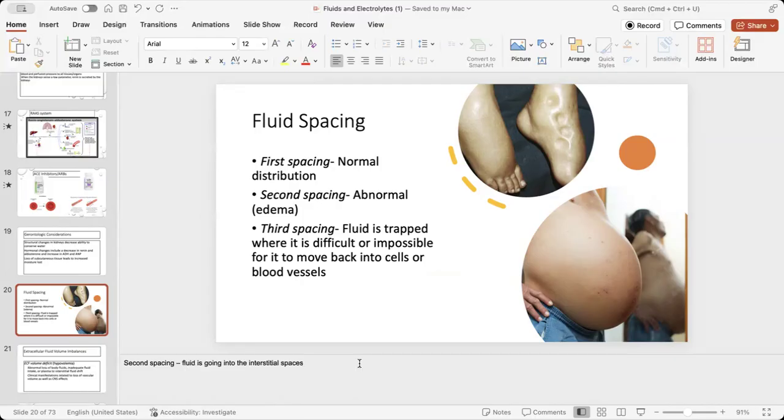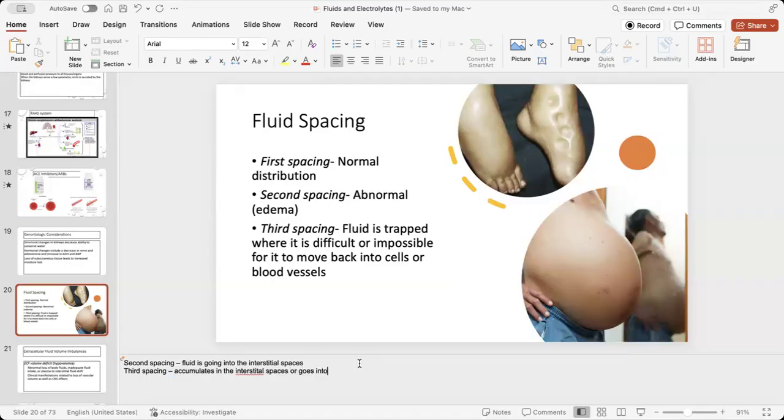Okay, so it could be definitely tissue damage, or it could be extra fluid shifting into the interstitial spaces. Okay, that top picture there, what do you think? Do we have some pitting edema on that top picture? Yes. Absolutely, right? So you might have patients who have pitting, they might have non-pitting edema. And then third spacing is fluid trapped where it's difficult or impossible for it to move back into cells or blood vessels. Okay. So this is when it can accumulate in the interstitial spaces. It can actually go into a body cavity, right, where it kind of sits there.